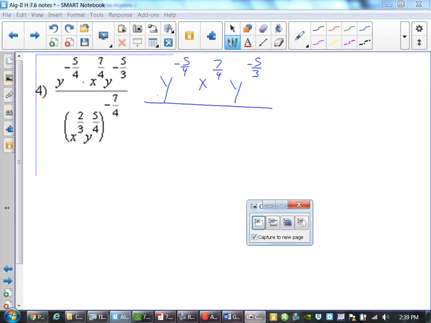Power to power, I have to multiply to both of them. So let's see, 14 over 12, 7 over 6. So it's x to the negative 7/6, and then y to the negative 35/16. I've distributed the power to power part.